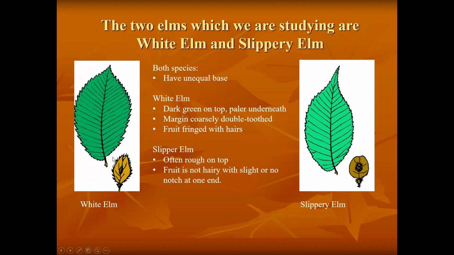Often the white elm shows the most significant unevenness. The white elm is dark green on top and paler underneath. The margin is coarse, double-toothed, and the fruit is fringed with hairs, as you can see in the drawing.